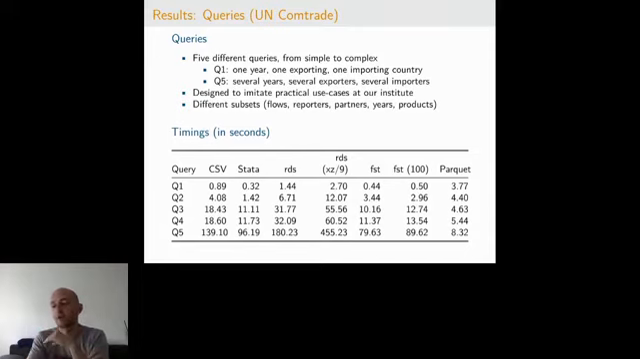But as we increase the complexity of the queries, all formats take longer and longer, and only Arrow and Parquet is more immune to those increasing complexity of the queries.